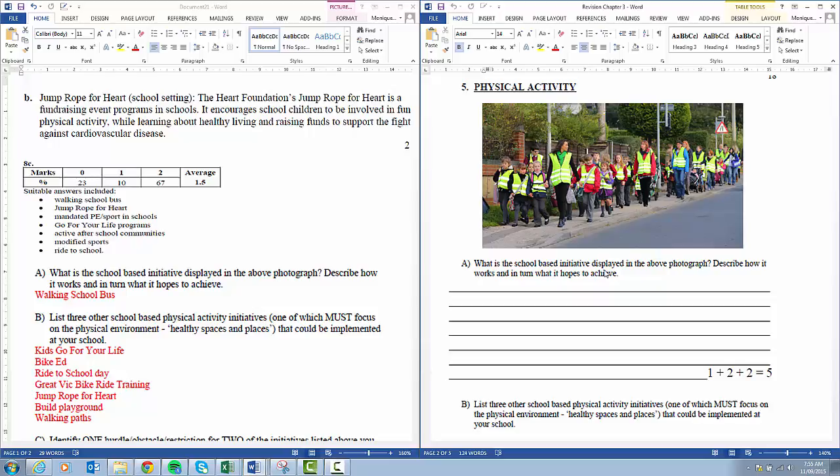Exactly. Yep. Certain number of people, vests, exactly right. And that links in with perceived safety. And what about physical environment? Paths, exactly. That it utilises paths that are in the environment. So that's how it targets all levels. So I think it's good.